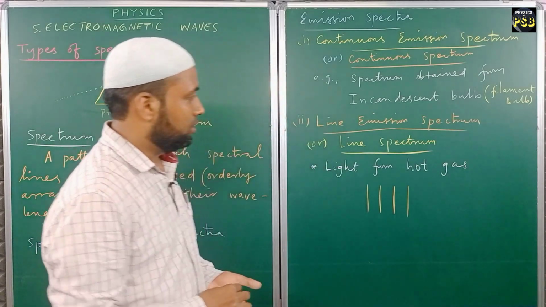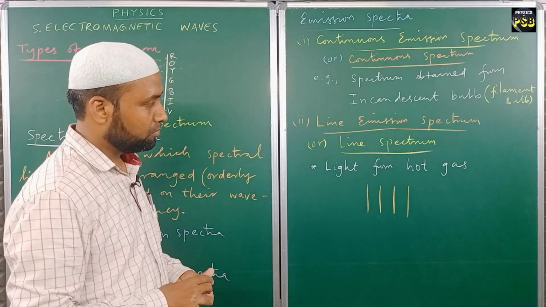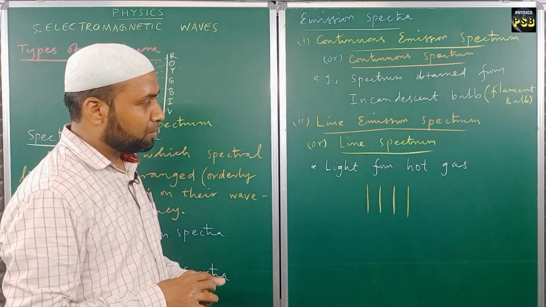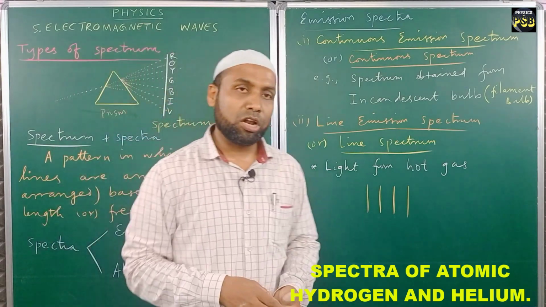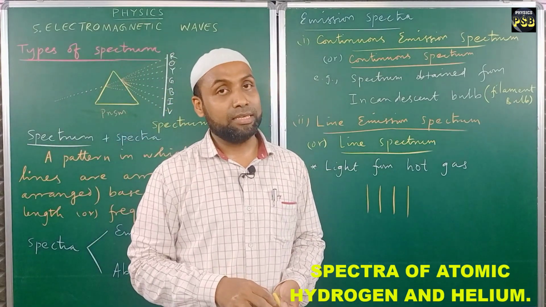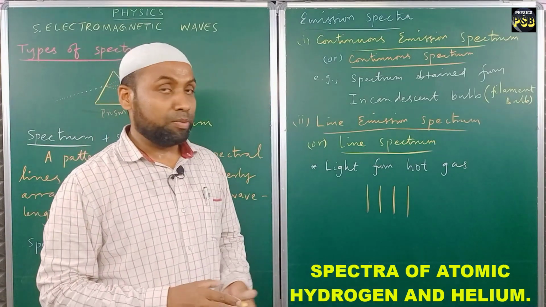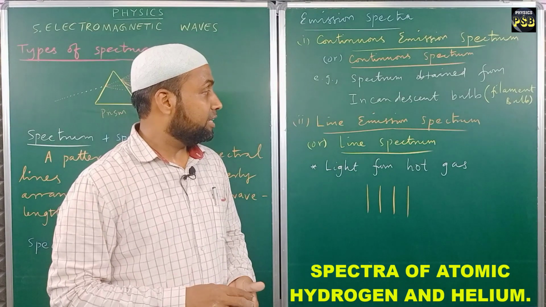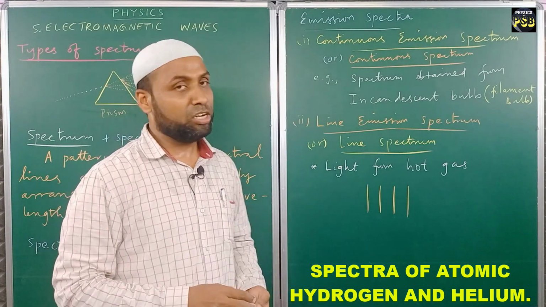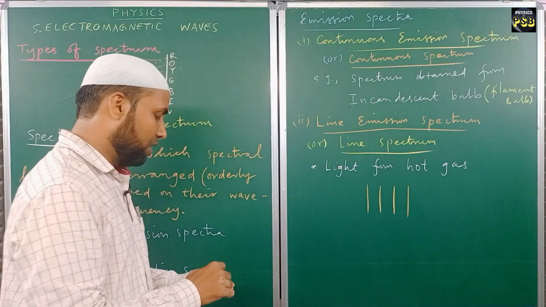Now, the spectrum obtained from hydrogen or helium gas in a discharge tube can be taken as an example of a line emission spectrum. Remember this. Now we'll go ahead.